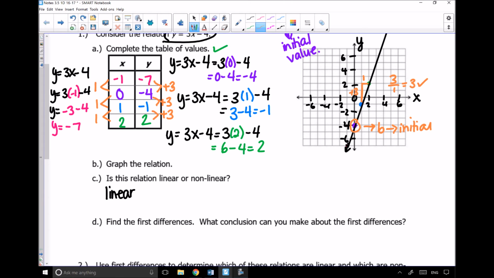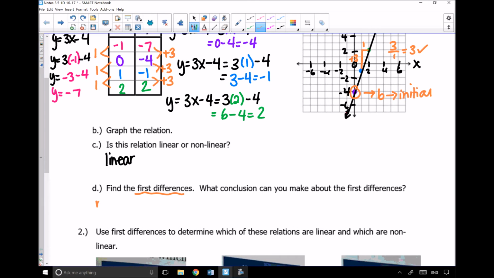And remember, our first differences right here, essentially what we're doing is we're just doing rise over run. And the rise, it's always going up by 3. The run, it's always going up by 1. So the first difference will tell us our slope.